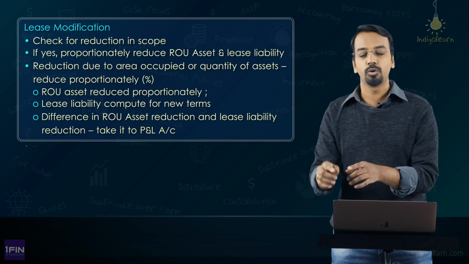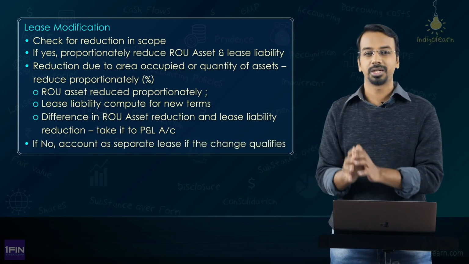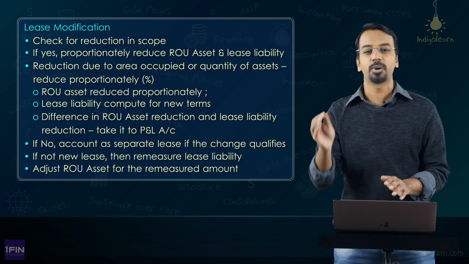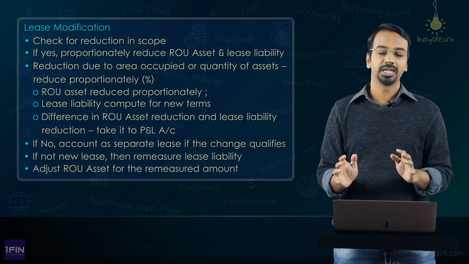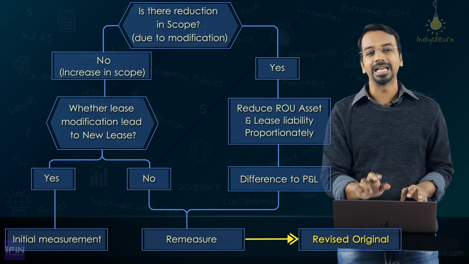If there is an increase in scope and it qualifies for being accounted as a separate lease, you will account for it as a separate lease. Otherwise, you will do a remeasurement of lease liability and corresponding impact will be given to right of use asset using the revised discount rate. If you are clear with this, I don't think you will face any problem in one of the critical aspects of this standard. So, I have already seen a problem where we remeasure the lease liability based on the changes as per existing terms and conditions.